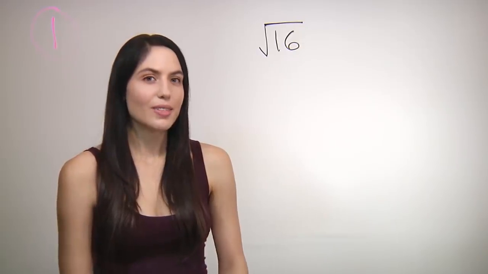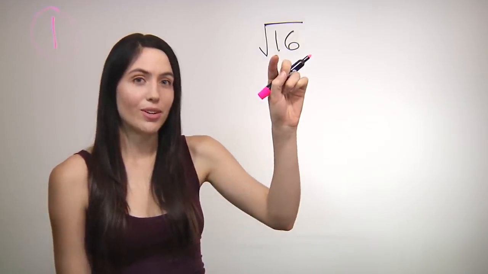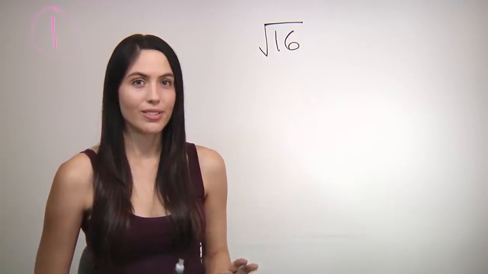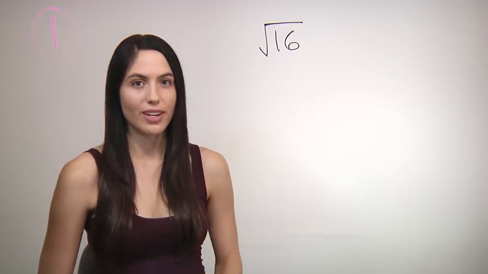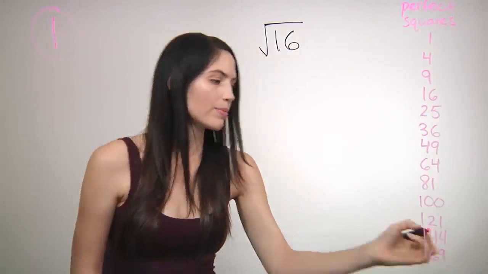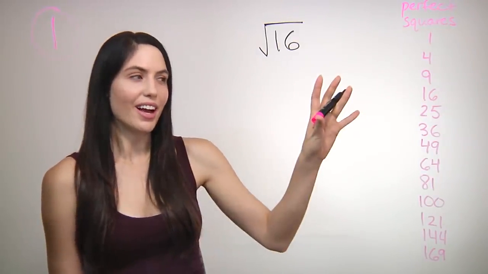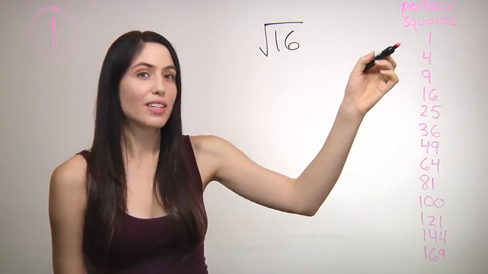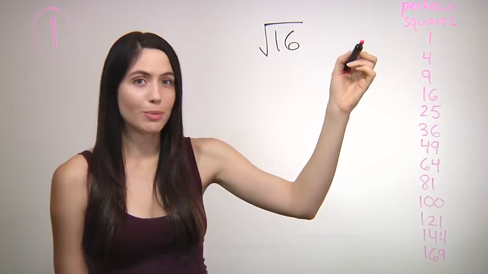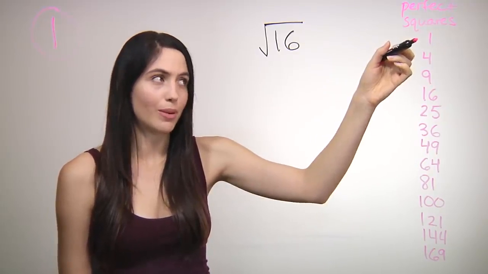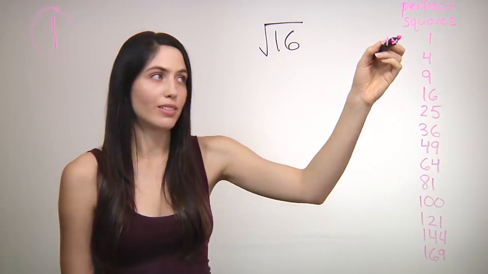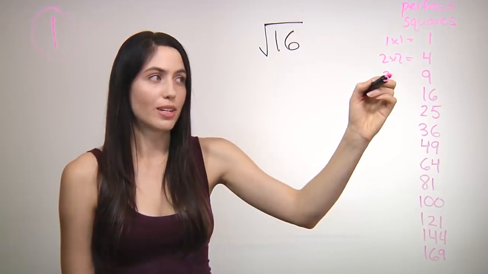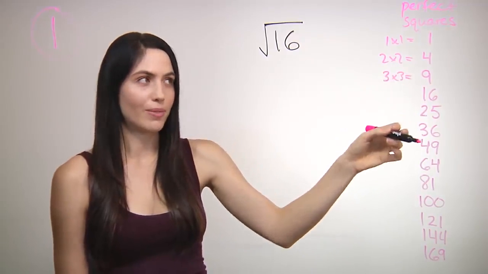Okay, let's start with the simplest type, which is if the number underneath the root is a perfect square. You're going to need to know perfect square numbers, so let me show you the first 13 perfect squares. So over here, I listed some of the perfect squares. What are perfect squares? It just means that each of these numbers has a number that when multiplied by itself gives you back this number. So for 1, that's 1 times 1 equals 1. For 4, it's 2 times 2. For 9, it's 3 times 3 equals 9, and so on.